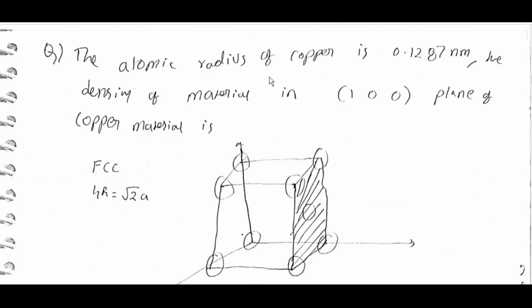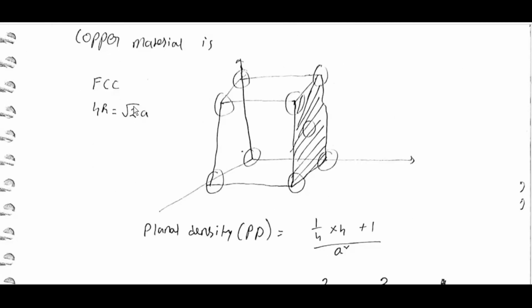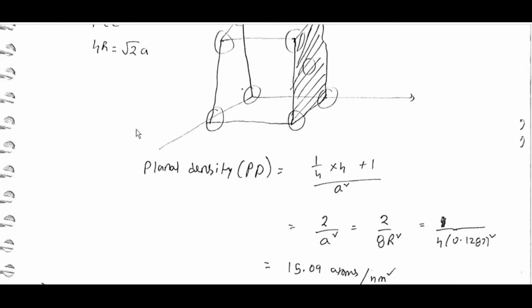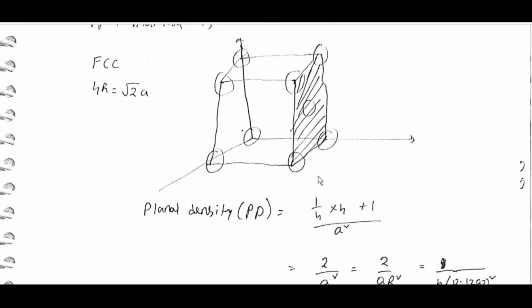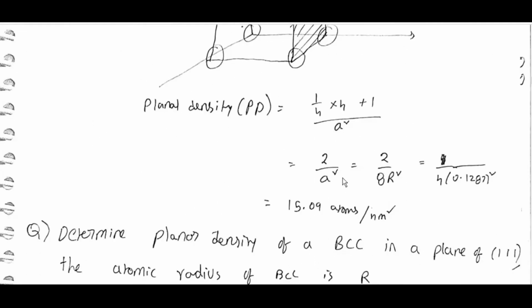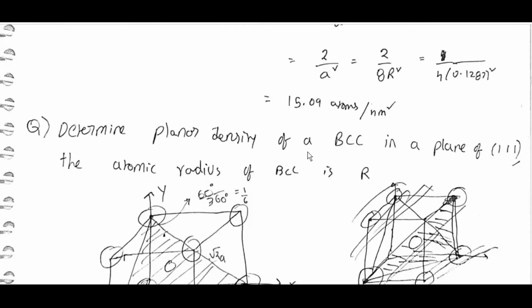Copper, atomic radius of copper 0.1287. Find the planar density of the (100) plane. Copper is FCC, so 4r is equal to root 2 a. Planar density PD is equal to (1 by 4 into 4 plus 1) by a square. Area of plane is equal to a square, which is 2 by 8 r square, giving 115.09 atoms per nanometer square.